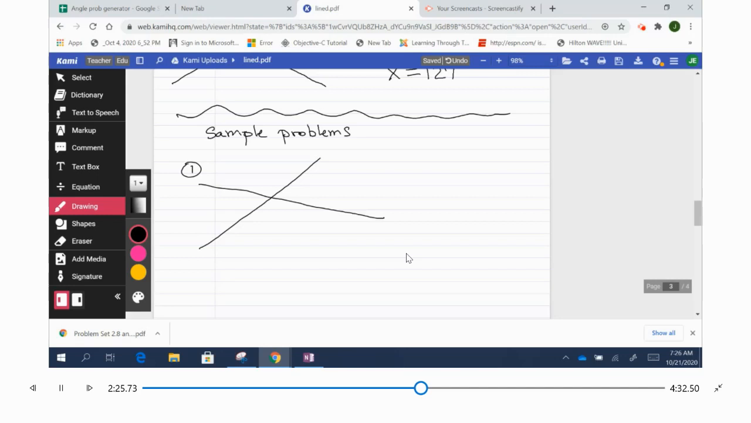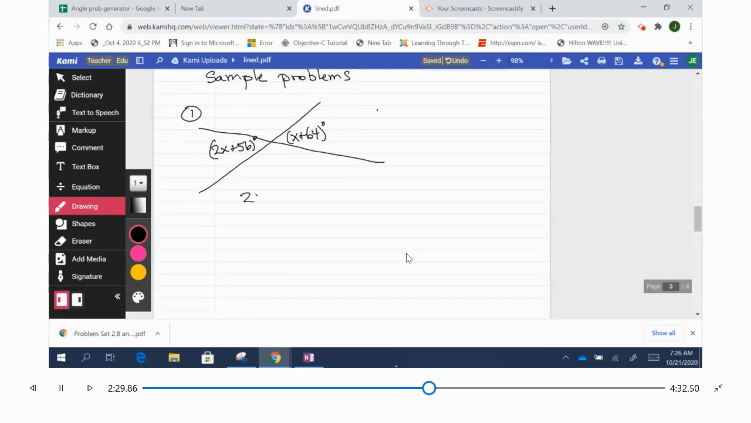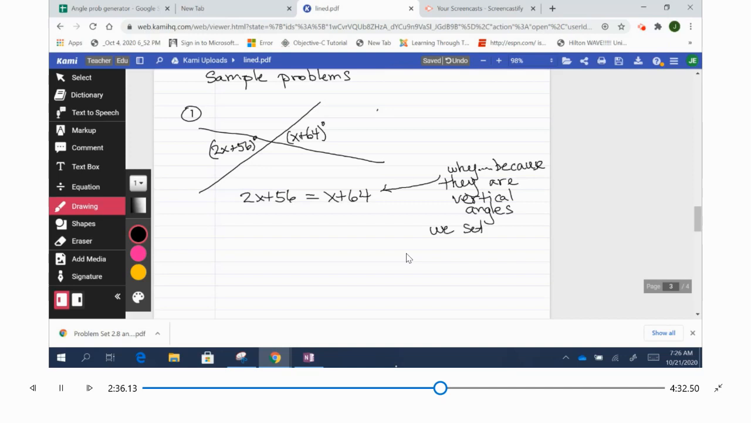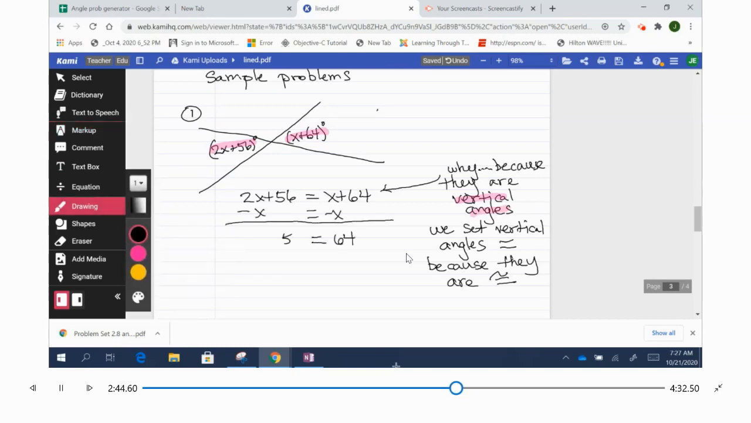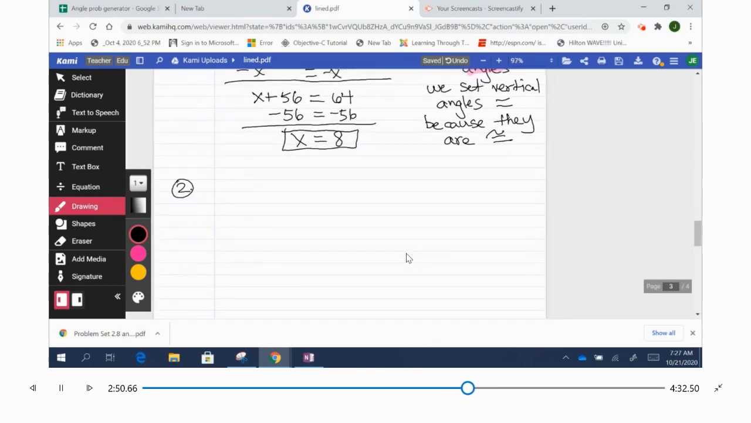Okay, here go some of the sample problems. Number one, looks like we have vertical angles, so they're congruent. We would set them equal. All right, so here is the algebra. Subtract the x's on the right side to just get x on one side.